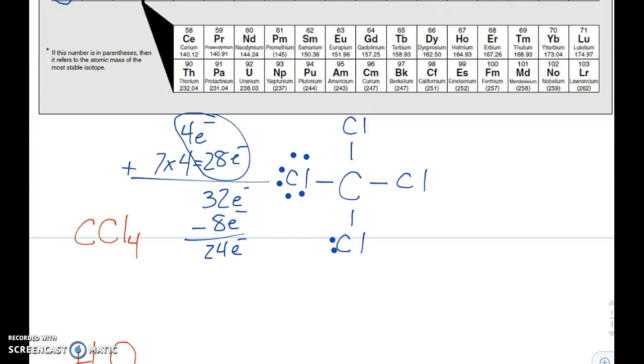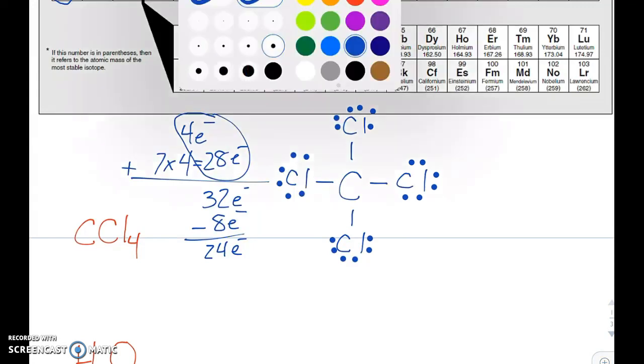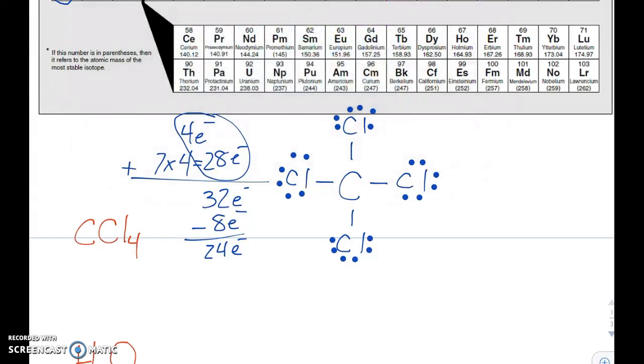If you think about it, each of the other chlorines is going to be the same. So I'm going to put 6 more valence electrons on each of the chlorines to give each of them an octet. And then I'm going to go back to my count here: 6 on each chlorine times 4 chlorines, that's minus 24 electrons, 0 electrons left.